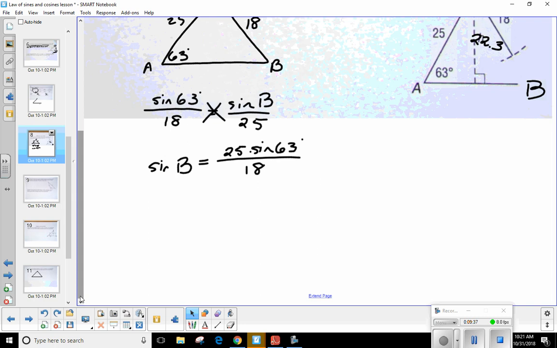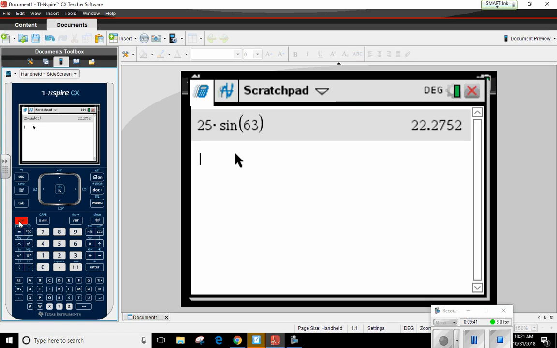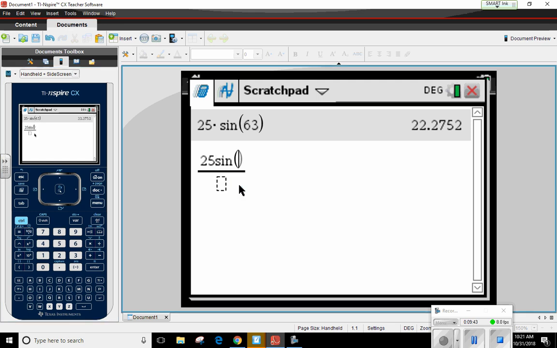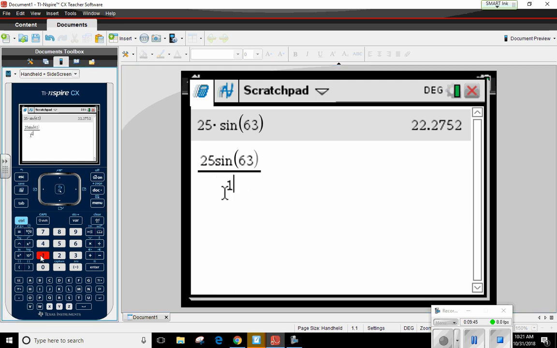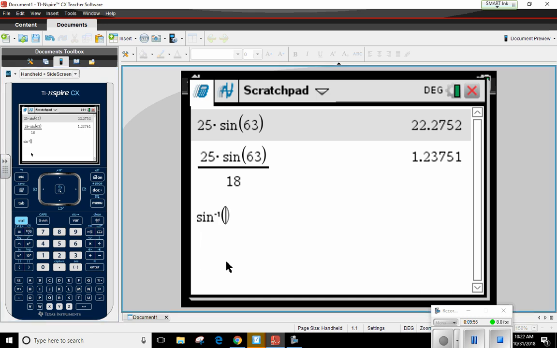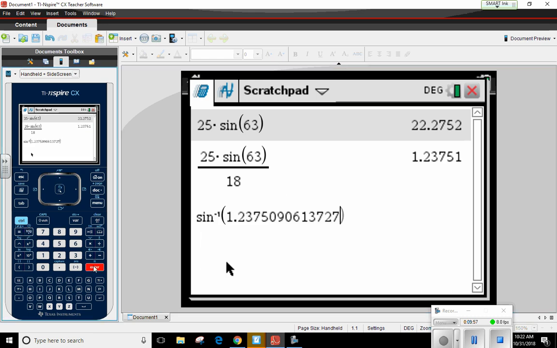Okay, so let's do like we did the past couple of days. 25 sine of 63. So let's see here, control divide. 25 sine of 63, and I'm going to divide that by 18. So I'm going to get this value here. This is what equals sine of B. So now I'm going to take the inverse with that value. So sine inverse of this. Now remember, what did the table say?